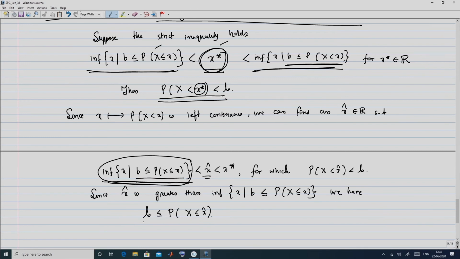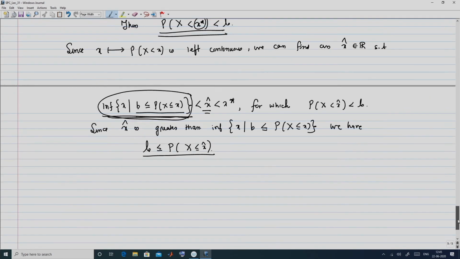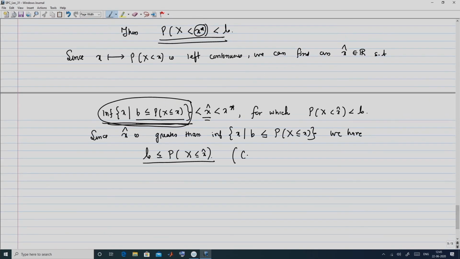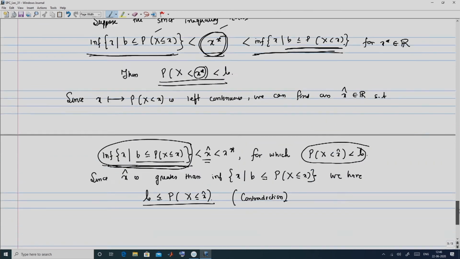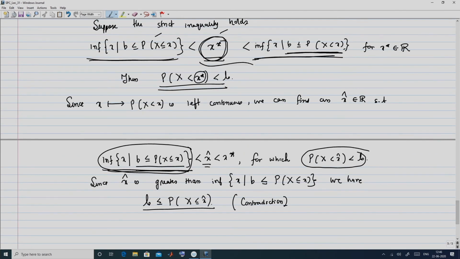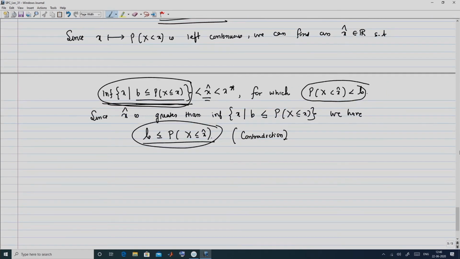So, obviously, you will have b being less than or equal to probability of x less than x hat, and this is a contradiction. Contradiction to what? From the previous step, looking at the region of x star, we got that probability x less than x hat is less than b, and we have probability x less than or equal to x hat greater than or equal to b. So, therefore, we have arrived at a contradiction.